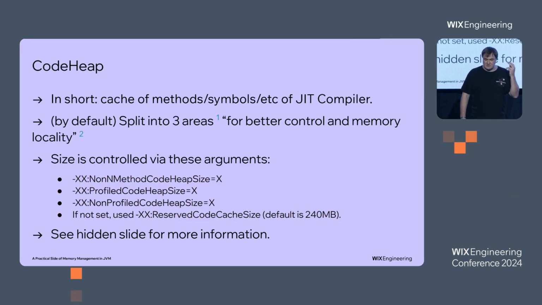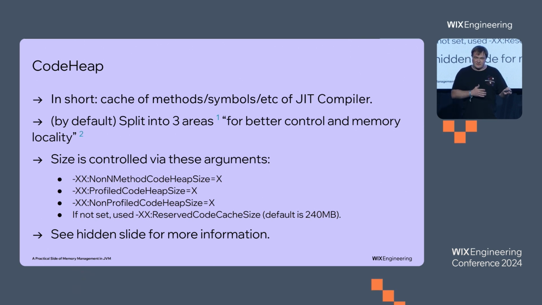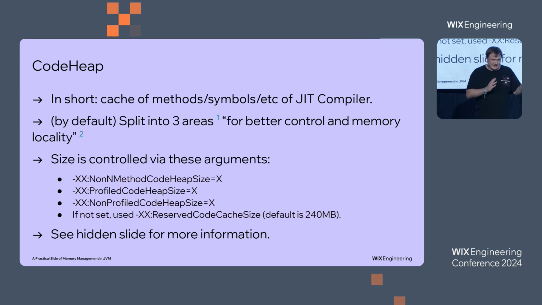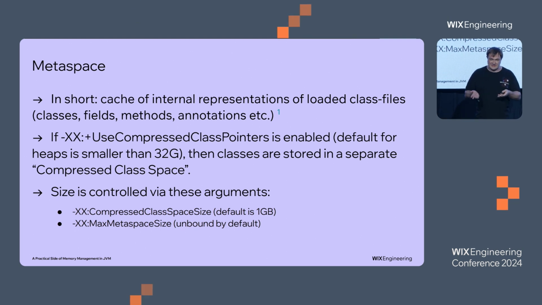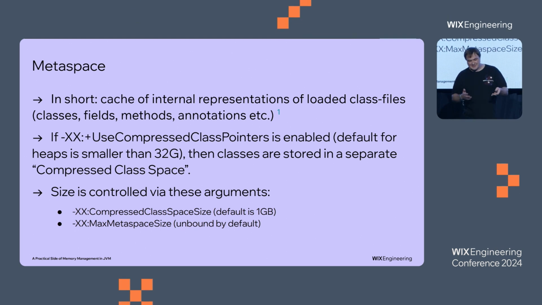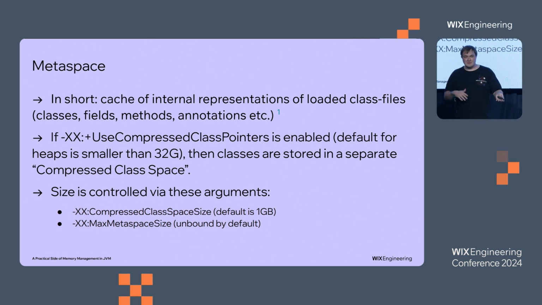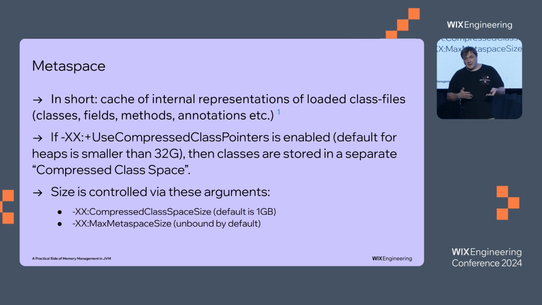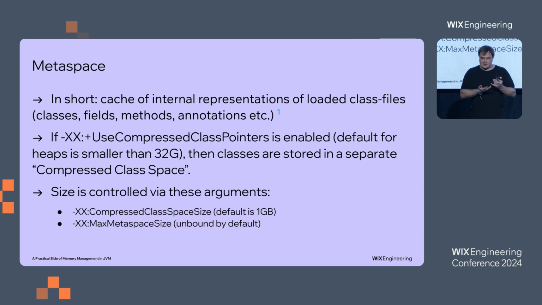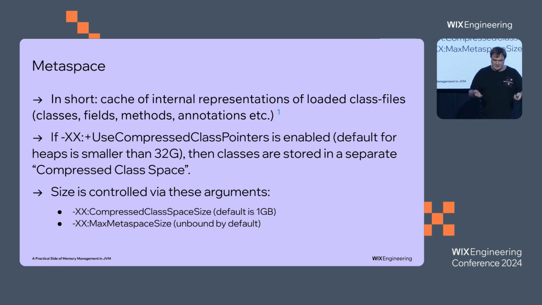So the code heap memory is split into 3 areas. In short, it is a cache for the JIT compiler. It caches all the compiled, interpreted methods, whatever the JIT compiler needs. Metaspace, if heap is small, less than 32 gigabytes, then it is split into 2. One is compressed class space, and the rest is in metaspace. In short, metaspace is for loaded class files: all the classes, methods, fields, annotations, whatever there is, some internal representation.